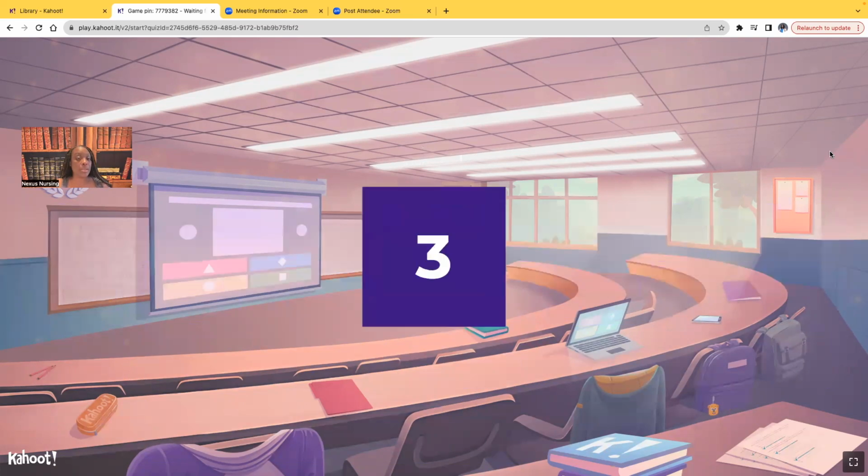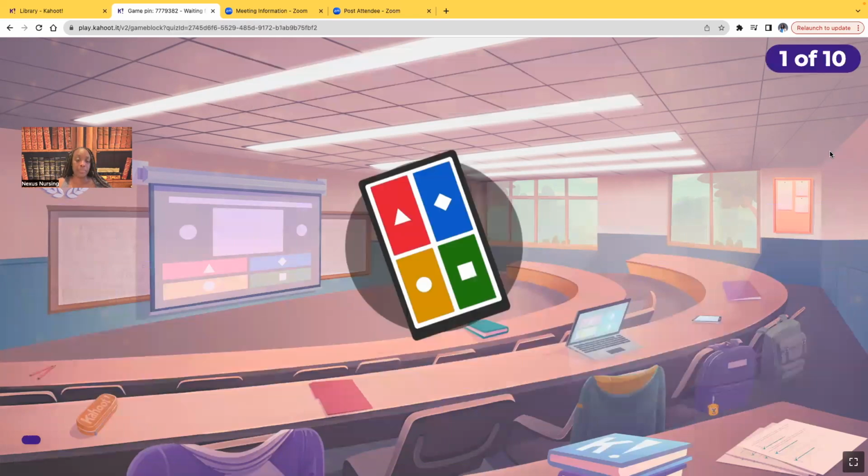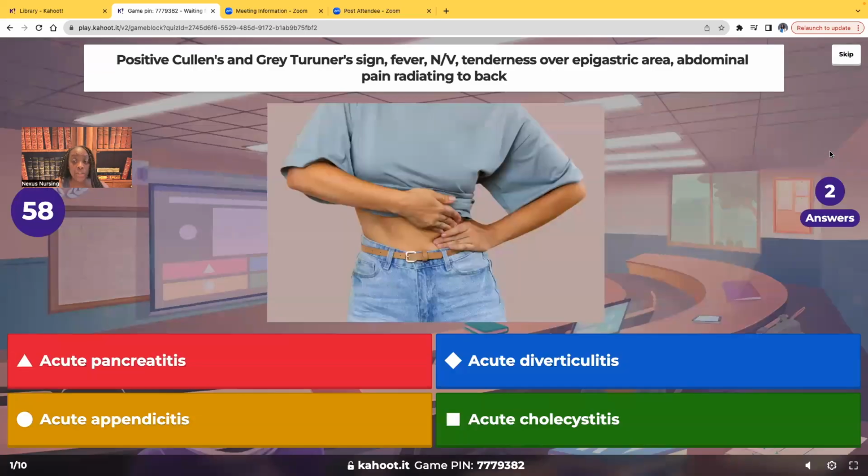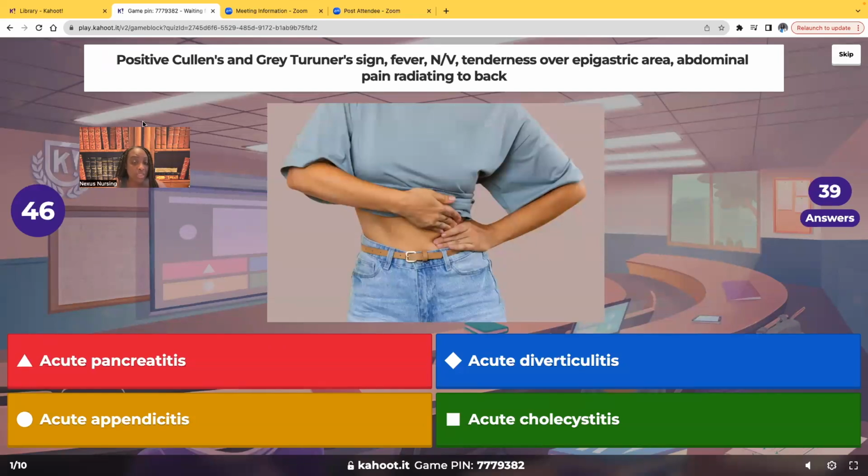GI/GU for the NP student. Okay, so you have a patient that comes in, they're showing positive Cullen's, gray Turner sign, they're presenting with fever, nausea, vomiting, tenderness over the epigastric area, abdominal pain that's radiating to the back. What are you going to initially suspect that this patient has? Is it going to be acute pancreatitis, acute diverticulitis, acute appendicitis, or acute cholecystitis?